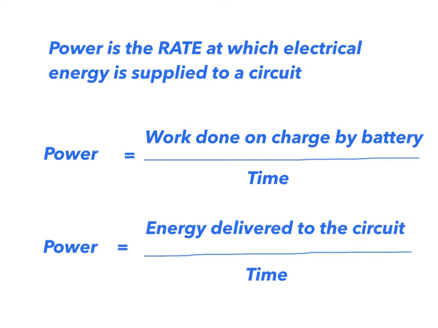So in terms of a formula, we could say that power is either the work done by the battery on charges per time, or it's the rate that the battery is delivering energy to the circuit. But in either case, it is an amount of energy per time. So on the reference tables, what we saw was power equals either work or energy divided by time.